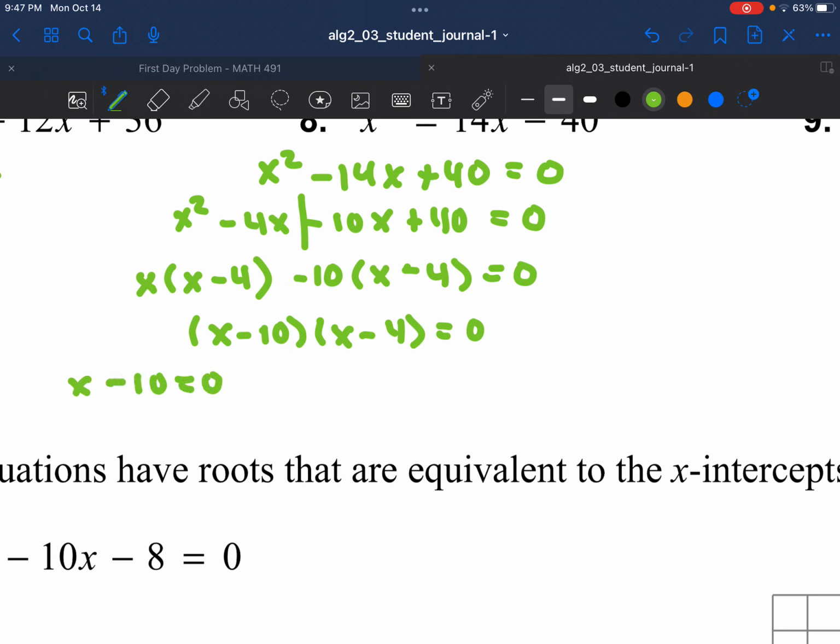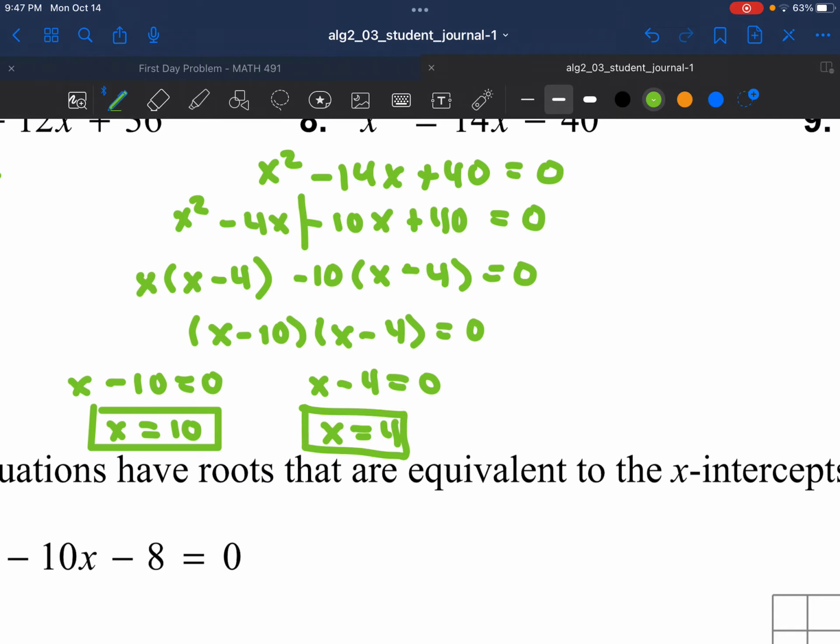That means x minus 10 equals 0. So set that factor equal to 0, and we have x equals 10. That is the first solution. And then we're going to have our second solution, x minus 4 equals 0, and that is x equals 4.